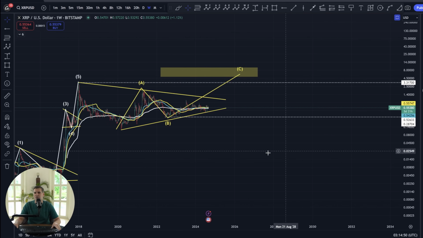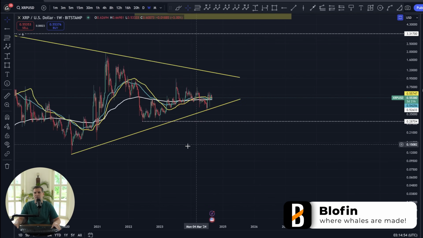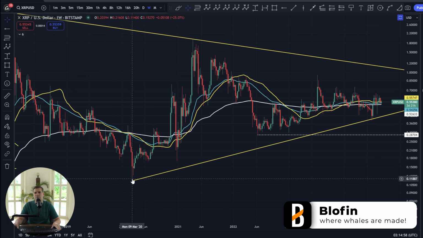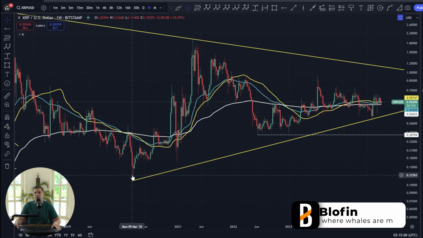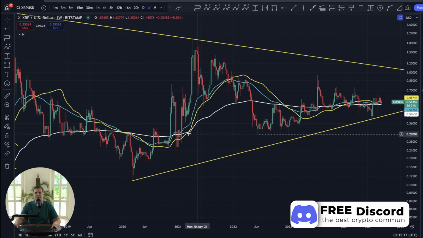The other option, of course, is that we do have a structure in here that is more diagonal in nature. If we have a diagonal structure inside this particular move from the March 2020 low up to where we were in April of 2021, then in that scenario we would look at that as wave 1, and everything from 2021 to where we are today is part of the wave 2, wave 3 setups.